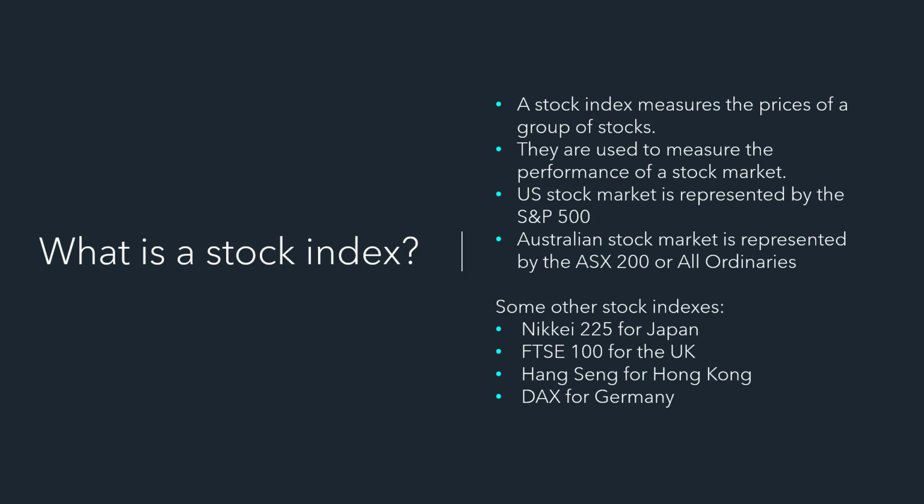When someone says, "The stock market was up yesterday," they are usually referring to the S&P 500. The S&P 500 is made up of the 500 largest stocks in the United States. If someone says, "The Australian stock market is down," they will usually be referring to the ASX 200 or the All Ordinaries. The ASX 200 is made up of the 200 largest stocks on the Australian Stock Exchange. Some other stock indexes include the Nikkei 225 for Japan, the FTSE 100 for the UK, the Hang Seng for Hong Kong, and the DAX for Germany.